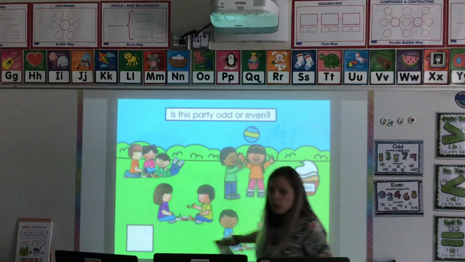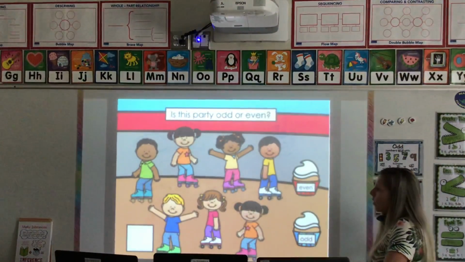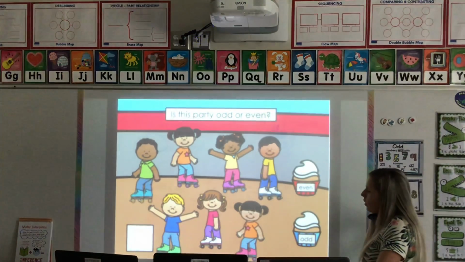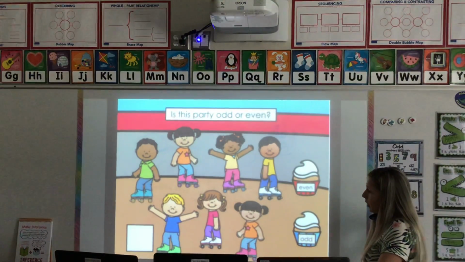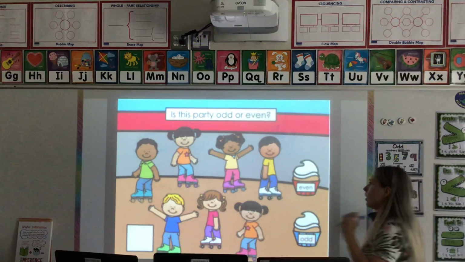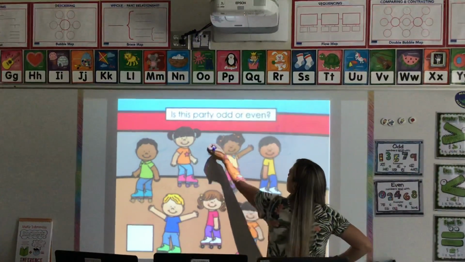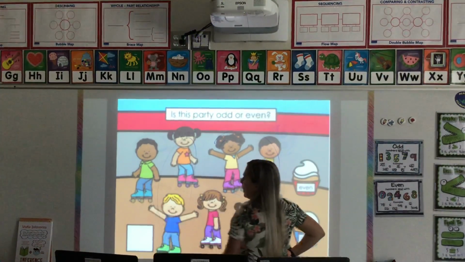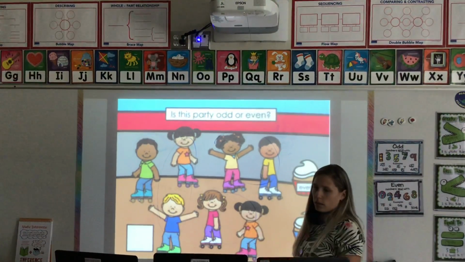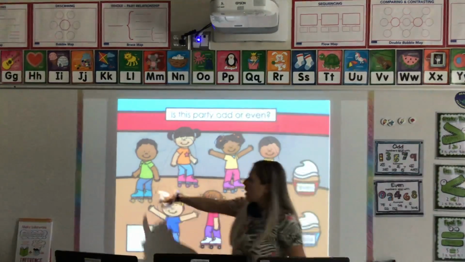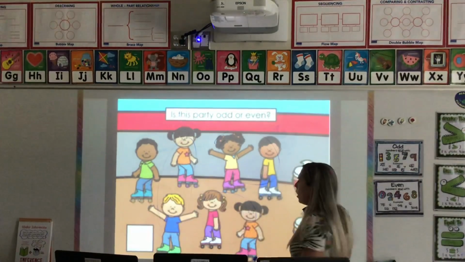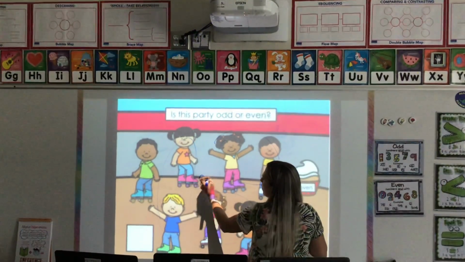All right, raise your boards. We're going to do a couple more. More kids. All right, I'm going to put them in groups. 1, 2, 3. 3 groups of 2. He doesn't get a partner, so this is what? An odd number.